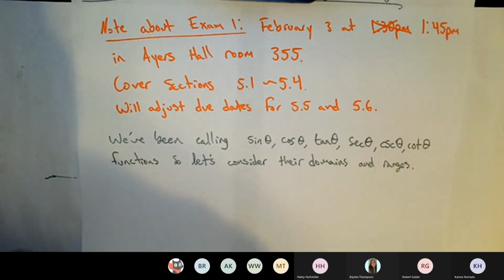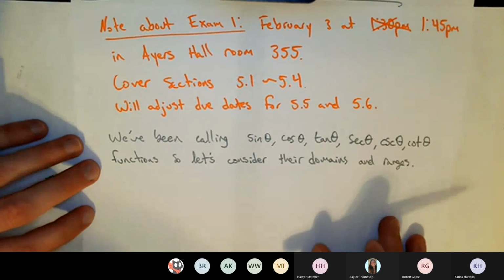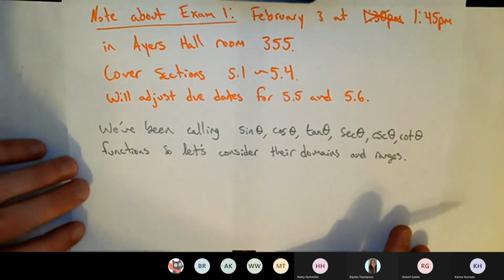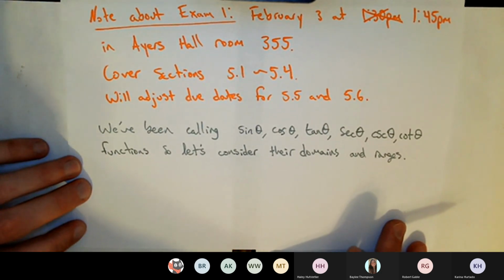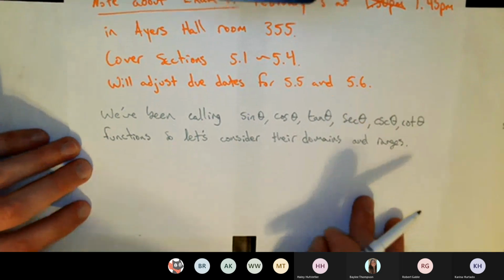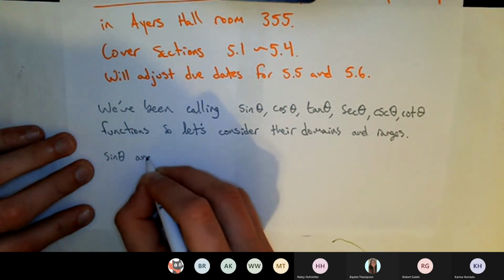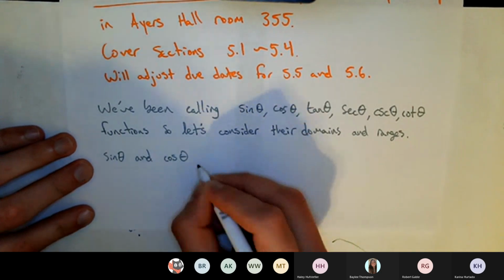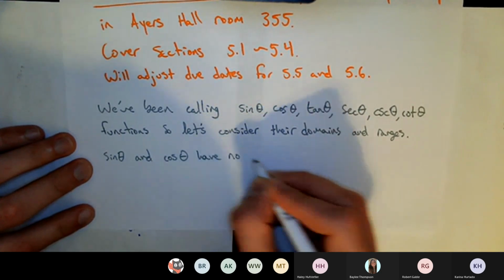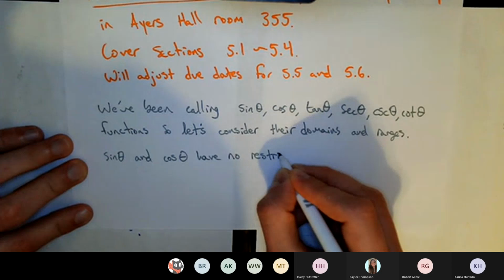Well, that is not a clean-cut answer. Some of them do, some of them don't. Have we seen any yet? I think I've alluded to a few of them, but let me just go ahead and write it down. Sine of theta and cosine of theta have no restrictions on their domains.